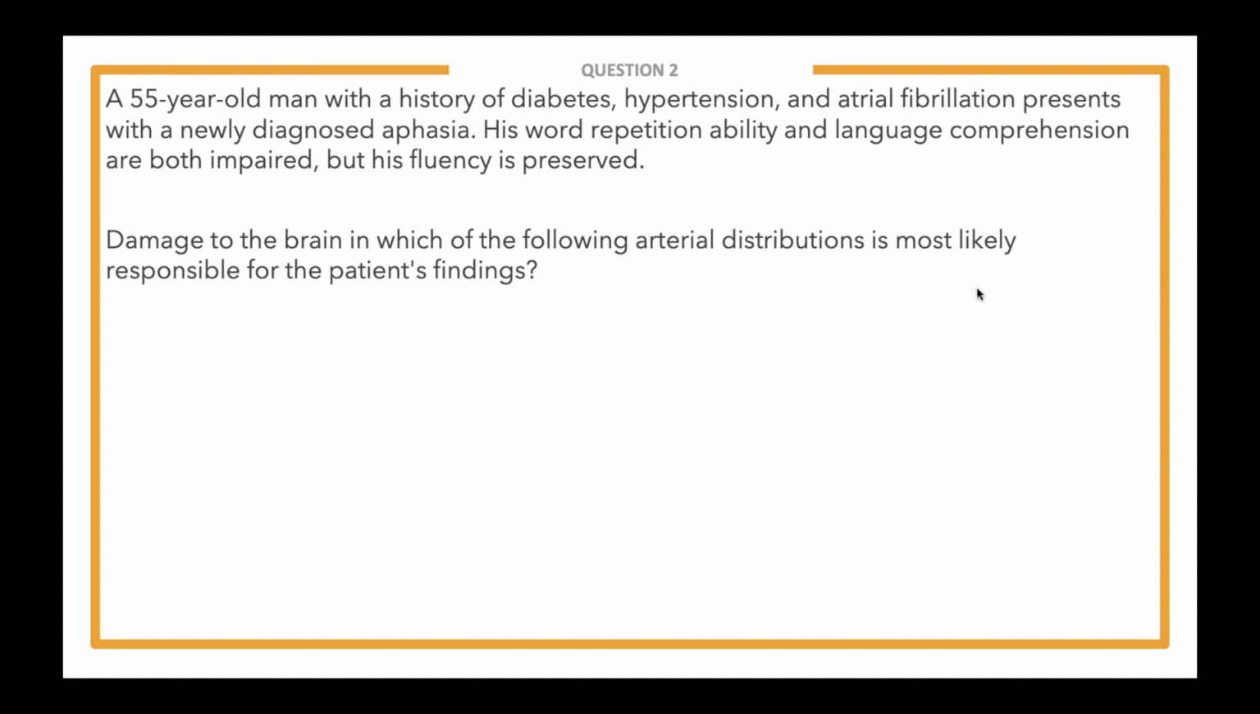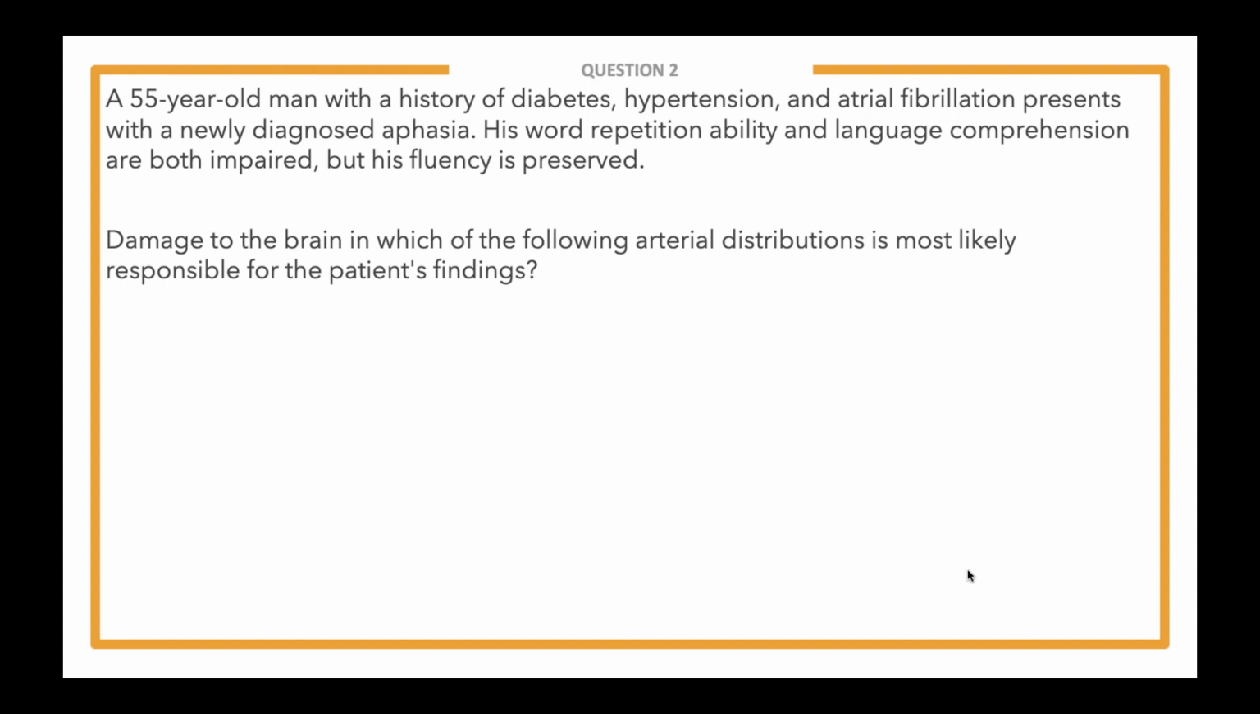Damage to the brain in which of the following arterial distributions is most likely responsible for the patient's findings? I'll give all of you a few seconds here to let us know in the question box how many steps you think this question will require. I see some of our veterans answering. Let's go ahead and read that vignette.